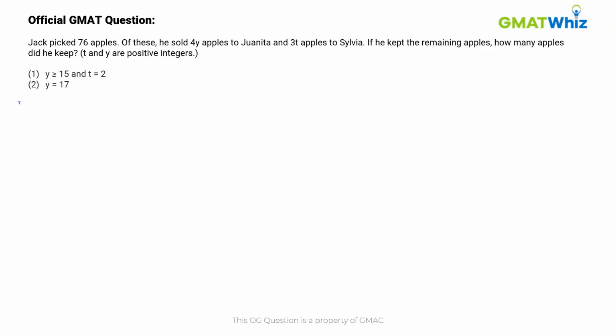In this question, we are given that Jack picked 76 apples. Now, let's write down the information as we read the question. So, the total number of apples here is 76. Of these, he sold 4Y apples to Juanita. So, the number of apples sold to Juanita, or let's write it as J, is equal to 4Y.